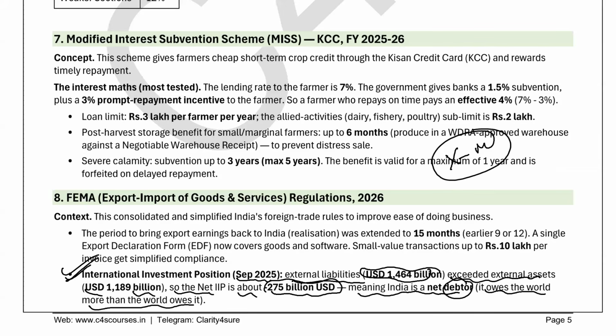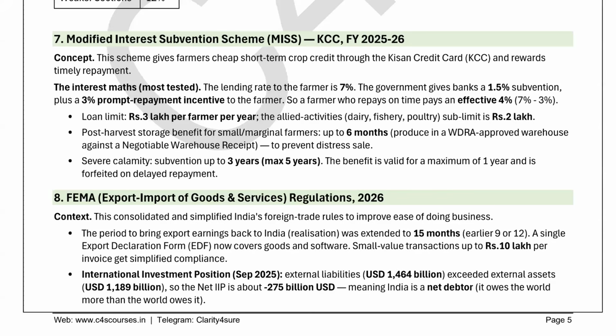So that data you just have to cram. International investment position, that is September 2025, external liabilities, which is USD 1,464 billion, exceeded external assets, that is USD 1,189 billion. So the net IIP is about 275 billion, which is the data you should cram. Why? Because it is important for your prelims examination. So meaning India is a net debtor. It owes the world more than the world owes it.